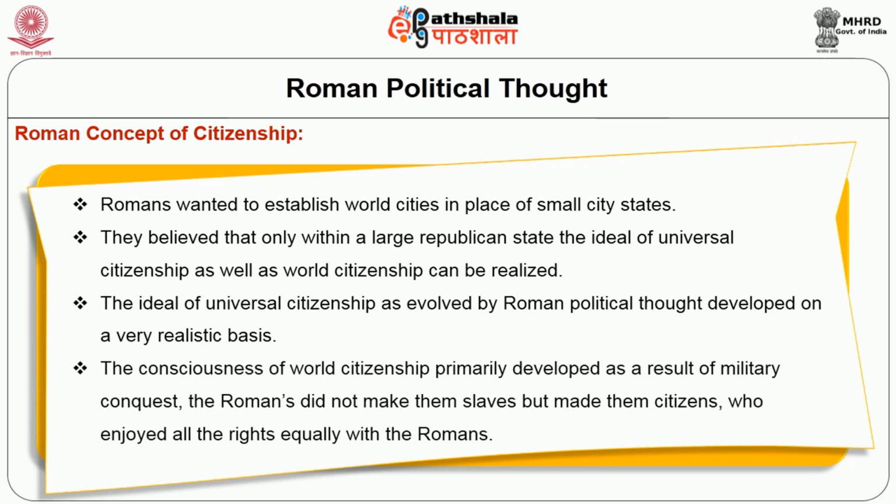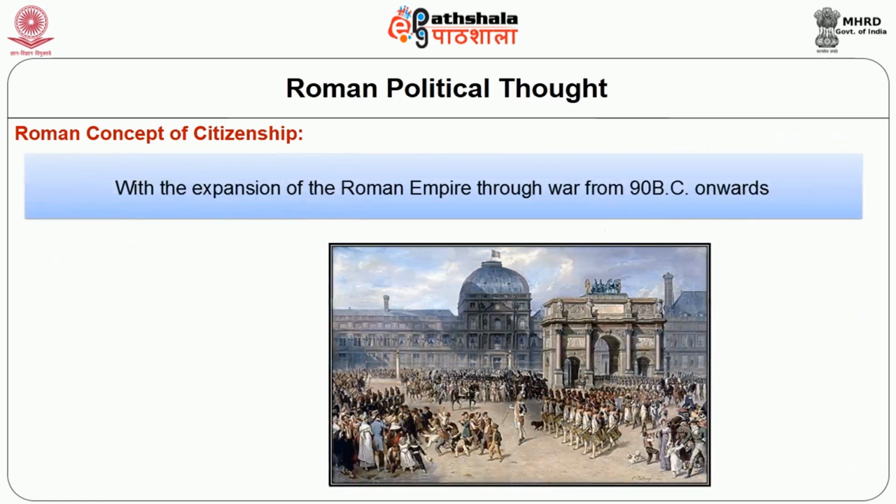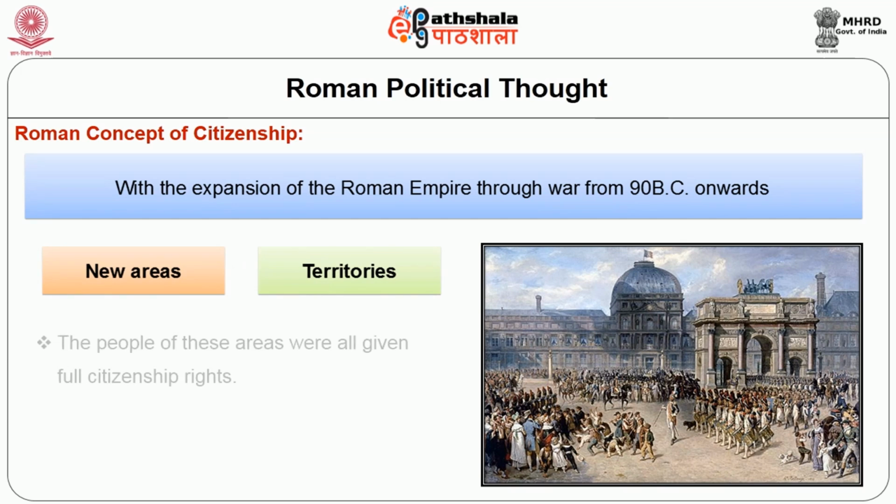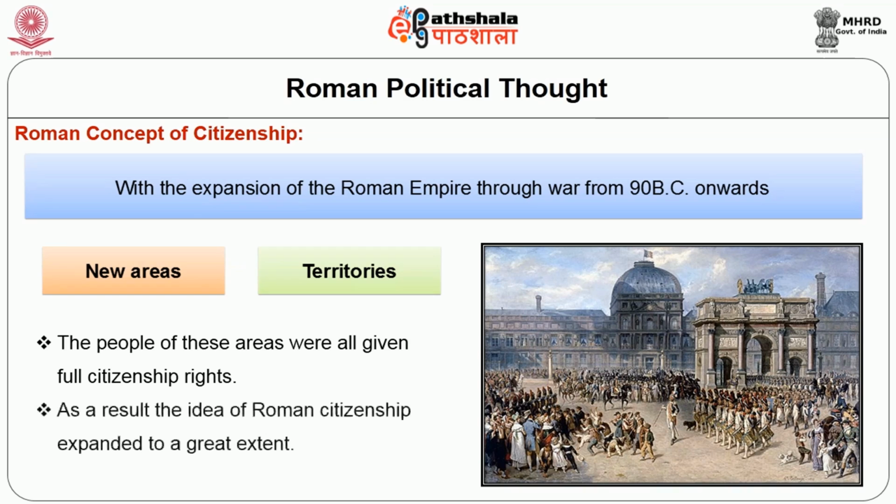The consciousness of world citizenship primarily developed as a result of military conquest. The Romans did not make the conquered slaves but made them citizens who enjoyed all the rights equally with the Romans. With the expansion of the Roman Empire through war from 90 BC onwards, new areas and territories came under the control of the Roman Empire. The people of these areas were given full citizenship rights. As a result, the idea of Roman citizenship expanded to a great extent.